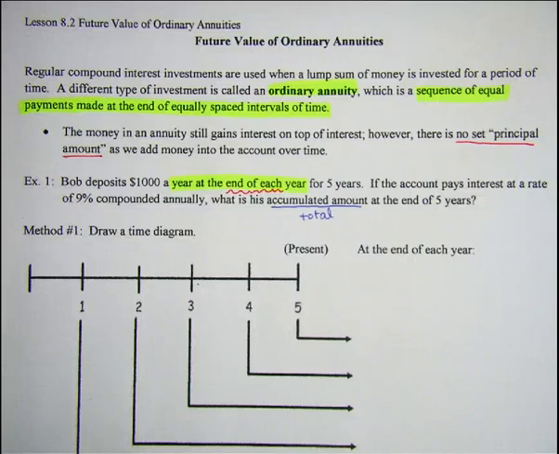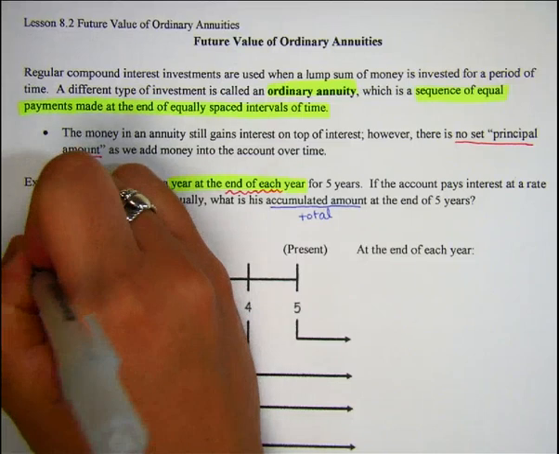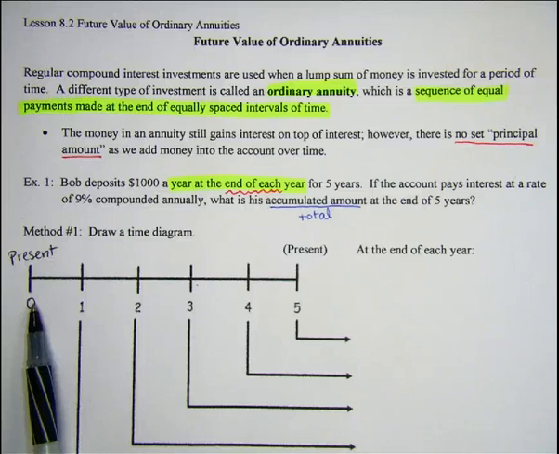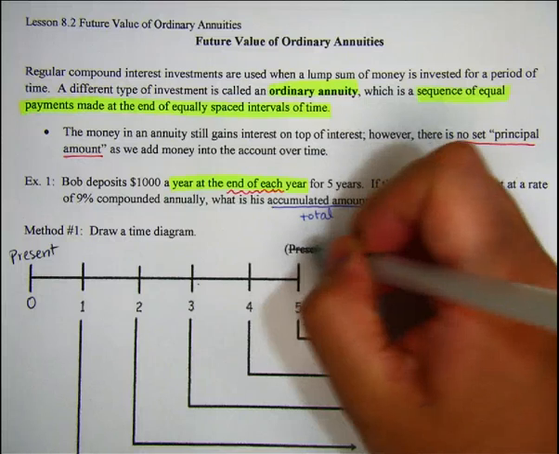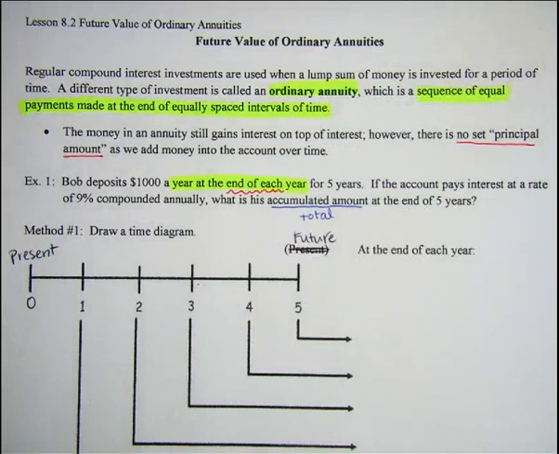Okay, I just need to make a couple of corrections to this handout, sorry. The first correction I'll ask you to make is just to indicate that on the left of this time diagram is the present time, which is year 0. And over here, this is not the present, this is future. Okay, 5 years into the future. So the first way we're going to learn about how to solve annuity problems is to draw a time diagram.